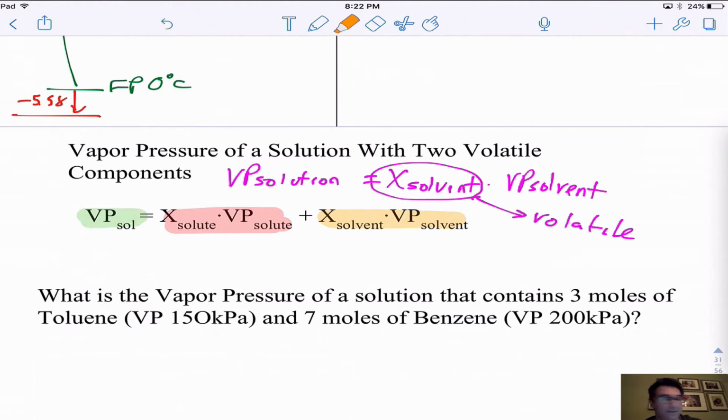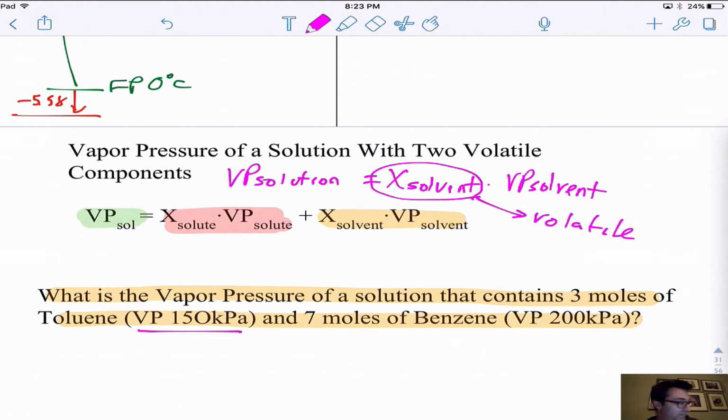So what does a problem like this look like? Well, we have an example right down here that I'm highlighting in orange. And let's go through how to do this problem. They ask you what the vapor pressure of a solution is, and they tell you that it contains 3 moles of toluene. Notice they give you a vapor pressure here. That's very important because what that's telling me is that it is actually going to evaporate.